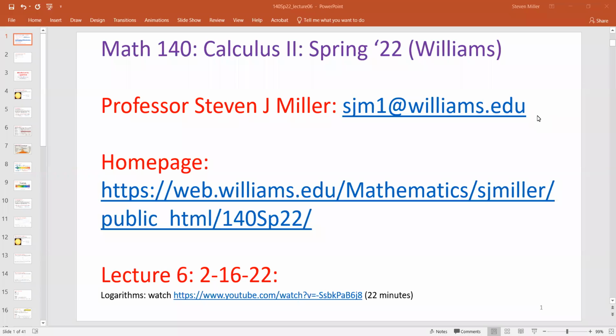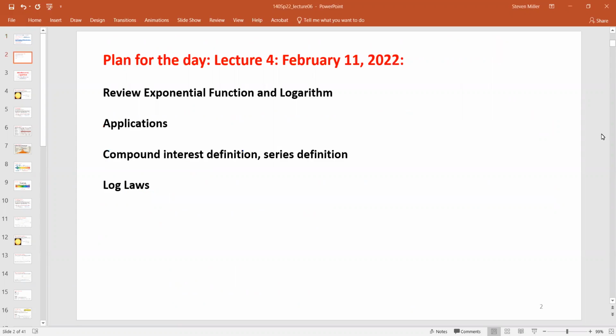So welcome to Math 140, Calc 2. This is lecture 6. And what I want to do today is talk a little bit about exponential functions and logarithms. I want to, as time permits, discuss some of the applications.